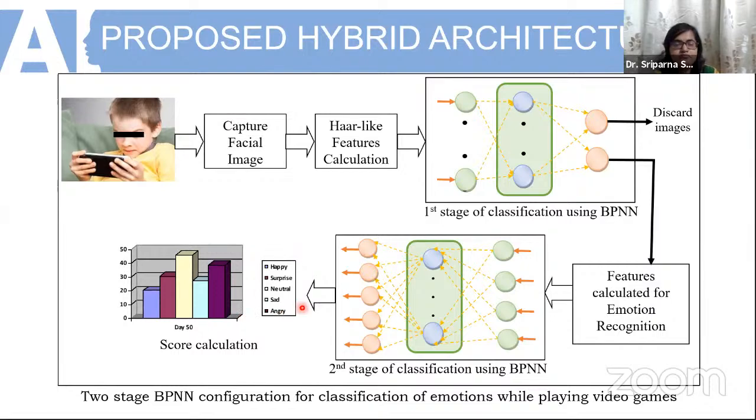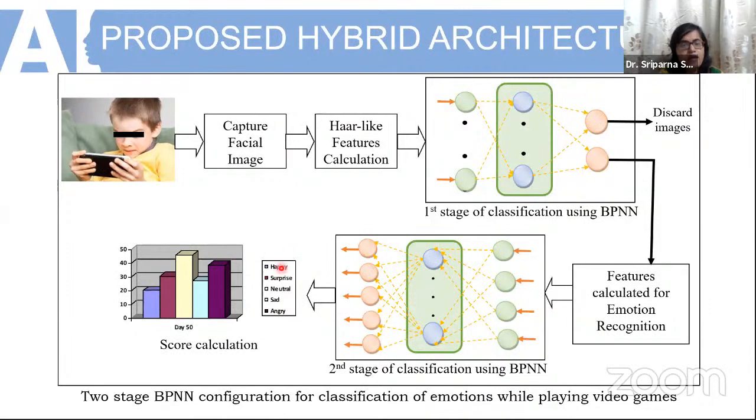On the negative side, there are certain games that we have encountered in the Google apps that are freely downloadable, but due to the violent nature of the games, they can generate sad and angry emotions in children. So the games can generate positive emotions as well as negative emotions. By this proposed hybrid architecture, we can classify the captured facial image into 5 classes, that is from happy to angry.